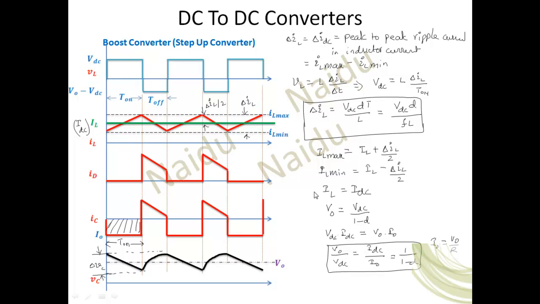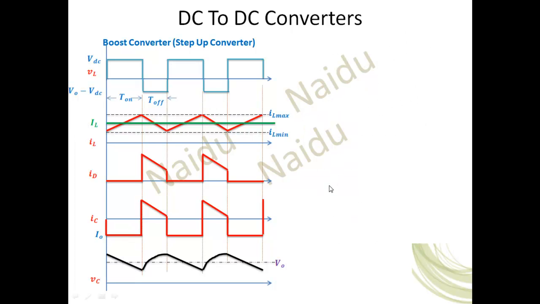Okay. Then we need to calculate some more things. Then we will move on. So as I told you already in the previous slide, this is the difference between the max value and min value of the capacitor voltage. So delta VC, that is happening during this time, that's nothing but T on. So this area we need to know.